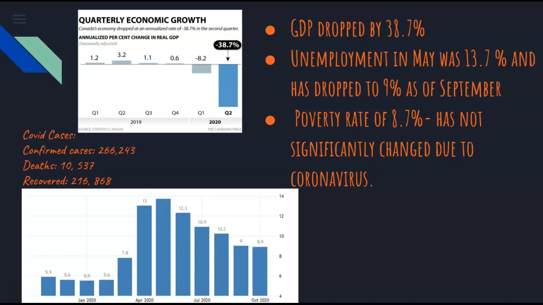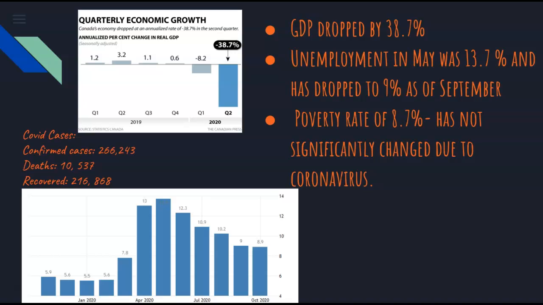The GDP has dropped by 38.7% in Canada, and the unemployment in May was 13.7% and has dropped to 9% as of September. The poverty rate of 8.7% has not significantly changed due to coronavirus. Canada is one of the many countries doing a good job at fighting their homeless population and their amount of poverty. So they were definitely able to combat the corona impact a lot better than other countries were, being that they were already implementing new rules and new regulations to help combat poverty in Canada.